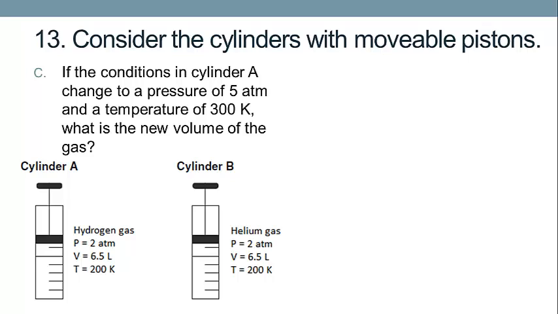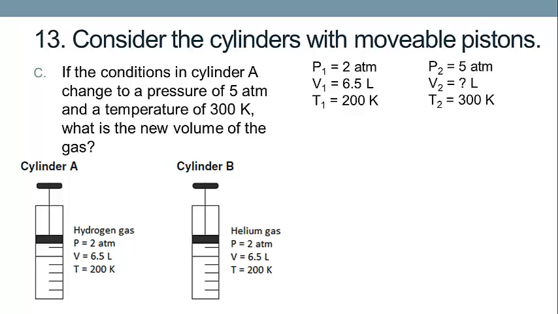If the conditions in cylinder A change to a pressure of 5 atm and a temperature of 300 K, what is the new volume of the gas? So here are my initial conditions, and here are my final conditions, and I'm solving for the final new volume. So this is a job for the combined gas law. Because I have all three variables, pressure, temperature, and volume, I need the combined gas law.